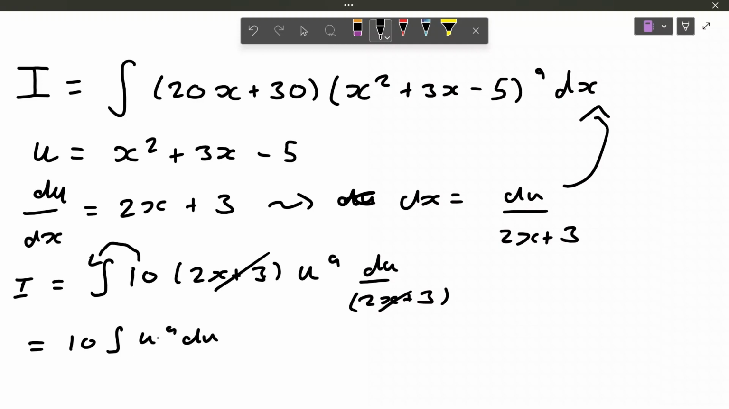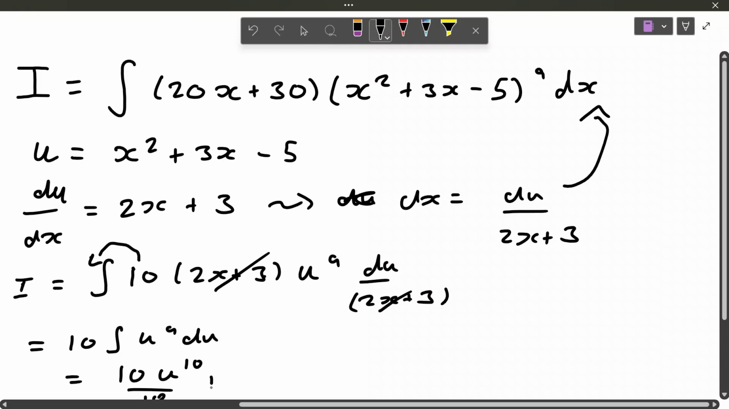Now this is a standard integral. We raise the power up by 1 and then divide. So this gives us 10 u to the 10 divided by 10, plus c. Of course, these 10s cancel each other out, and we end up with u to the 10 plus c. But of course, we want to write our integral back in terms of x.